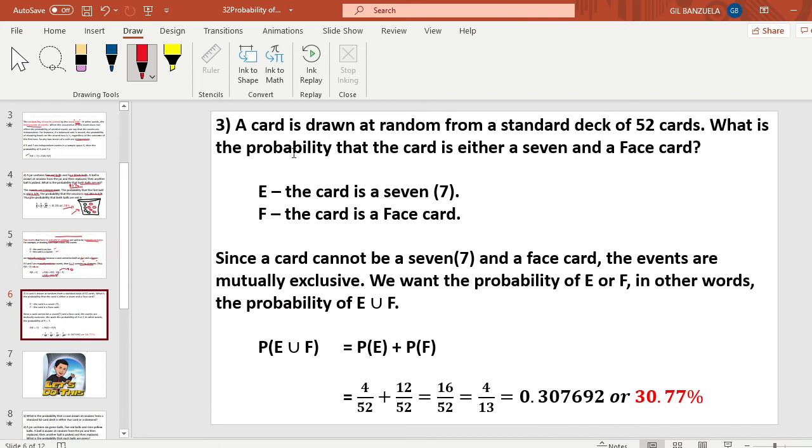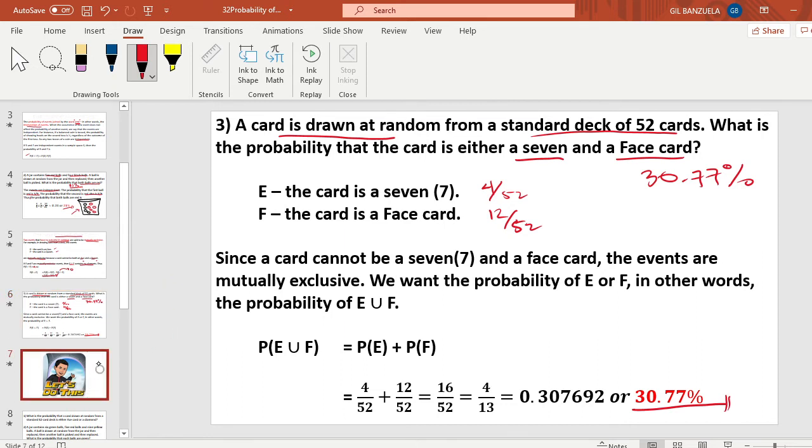Alright, so let's have an exercise. A card is drawn at random from a standard deck of cards. What is the probability that the card is a 7 or a face card? There are 4 sevens, and there are 12 face cards. So the probability is 4 over 52 and 12 over 52. Simply getting the sum, we have 16 over 52, or simply 4 over 13, and that is 30.77%. Therefore, the probability that a card is either a 7 or a face card is 30.77%.